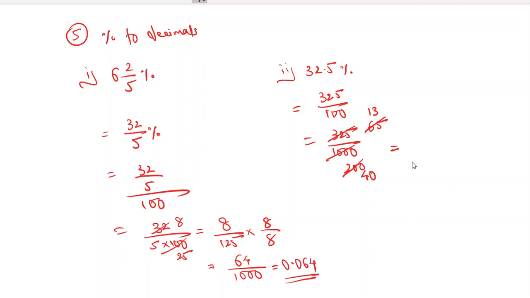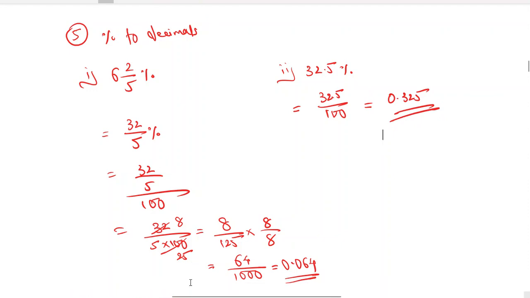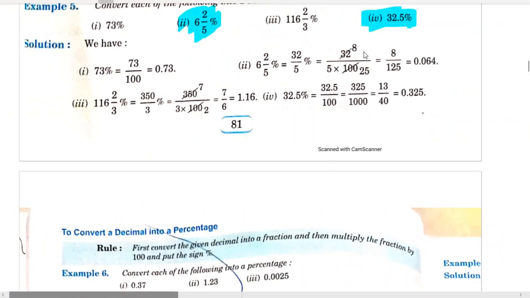0.064. And now see, this actually was unnecessary to cut. It was absolutely not necessary, because I forgot to look at the question. Percentage to decimal, directly we could have converted 0.325. Let's check the answer. 0.064 and 0.325. Absolutely correct.